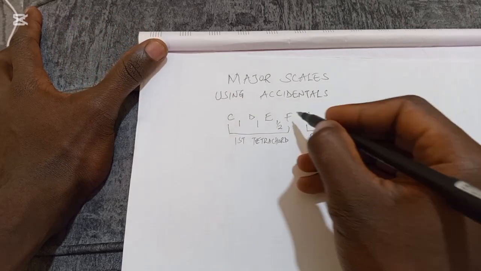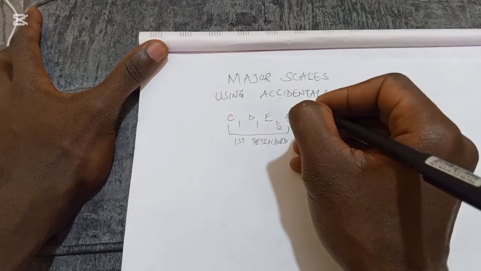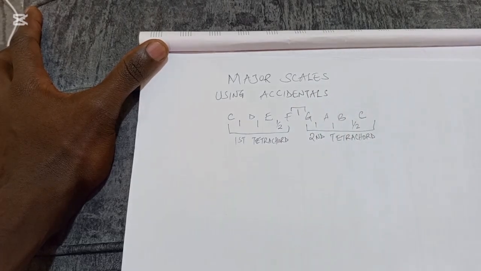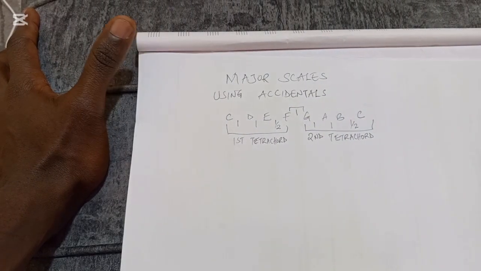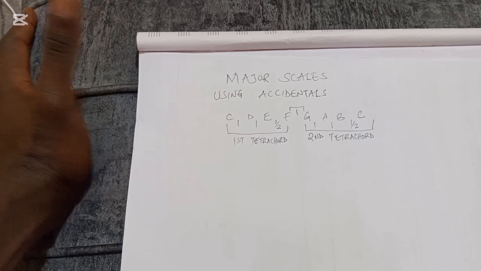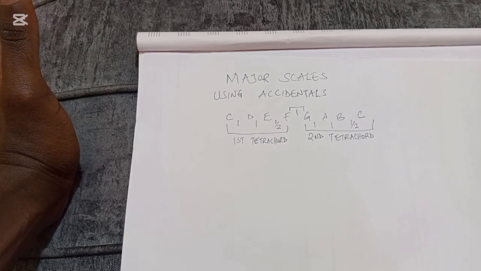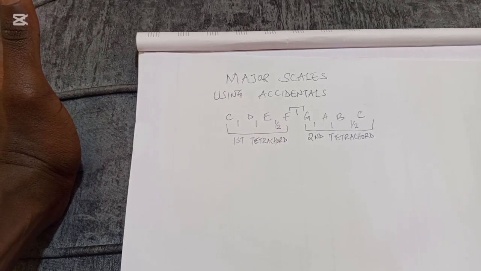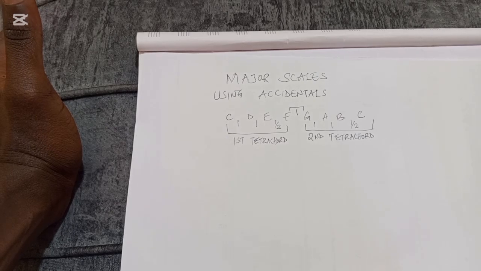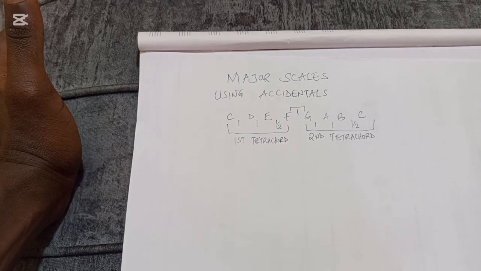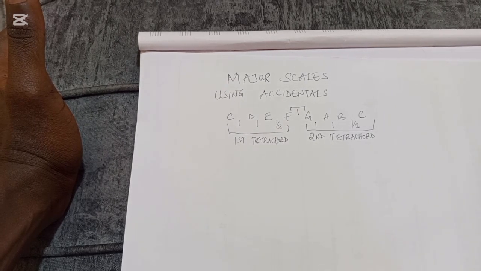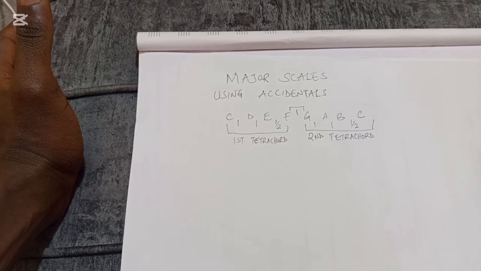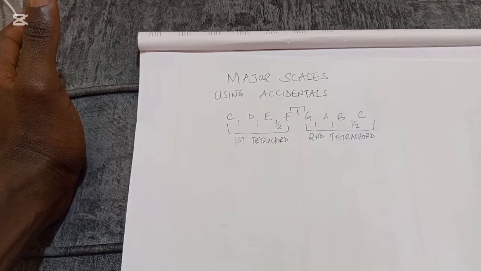And in between the tetrachords, we have an interval of a tone. F to G is always a tone. So this is the pattern that is giving us the major scales. All the major scales are going to have two tetrachords with a similar pattern, wherein the pattern is tone, tone, and a semitone for all the tetrachords. And in between the tetrachords is an interval of a tone.